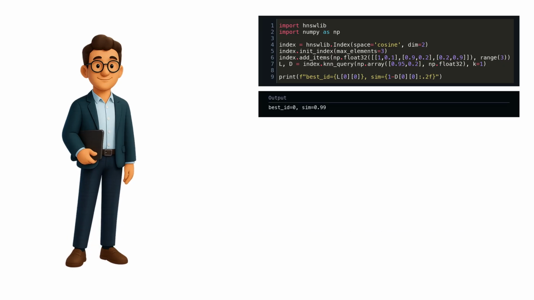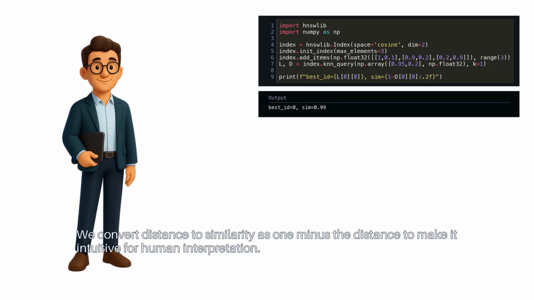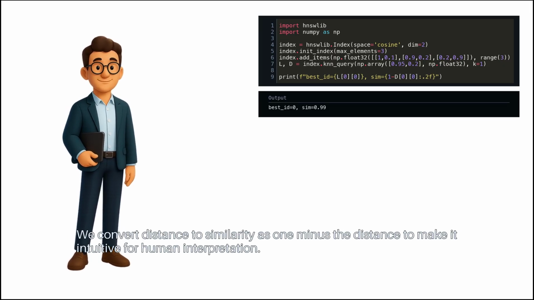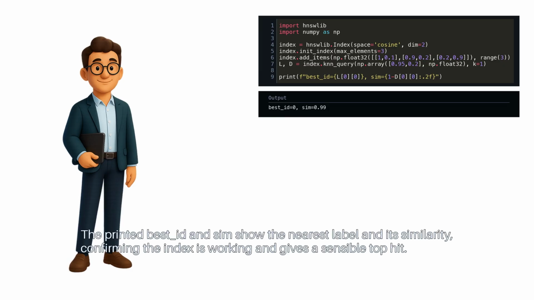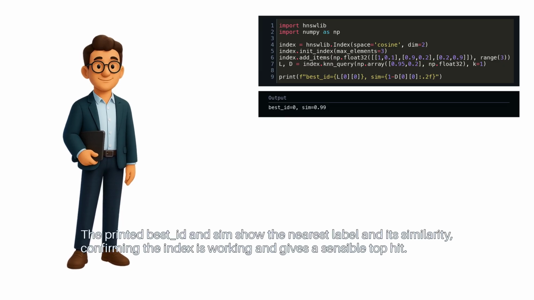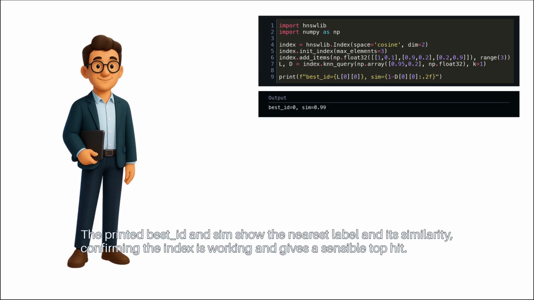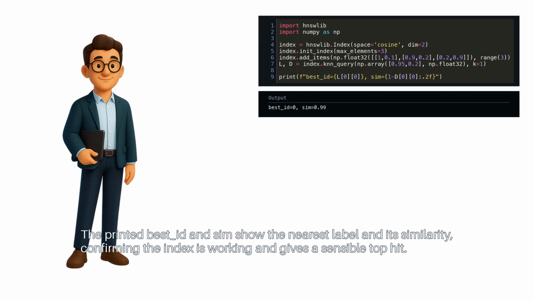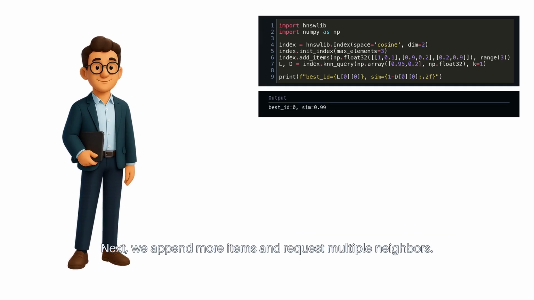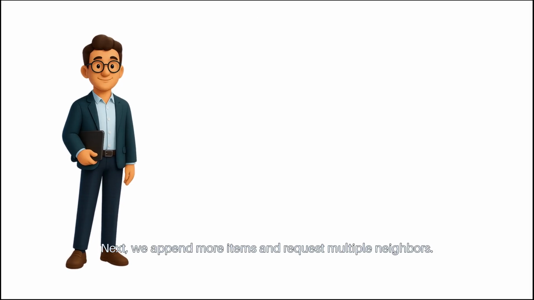cosine distances. We convert distance to similarity as 1 minus the distance to make it intuitive for human interpretation. The printed best ID and sim show the nearest label and its similarity, confirming the index is working and gives a sensible top hit. Next, we append more items and request multiple neighbors.